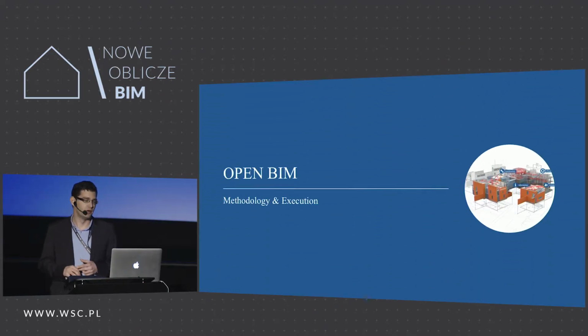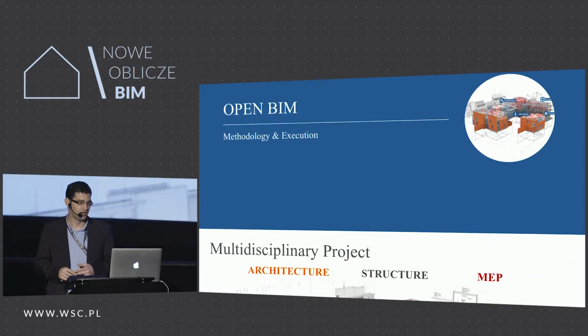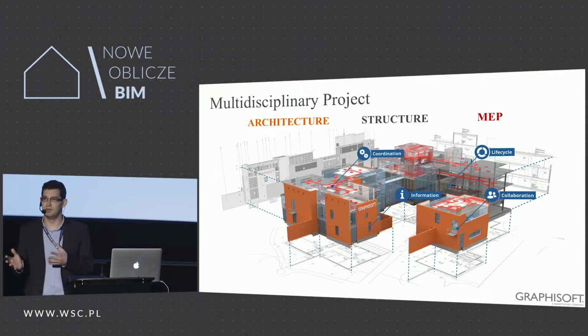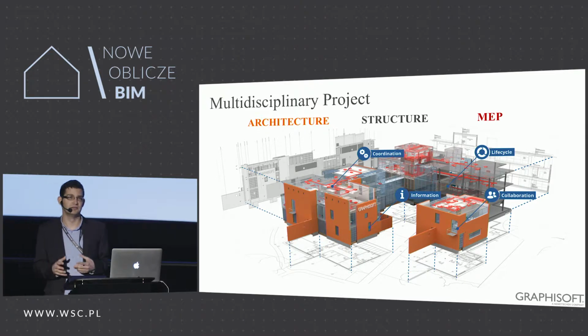But what is this OpenBIM method and how to work in this environment? Of course, it starts with models that all the stakeholders involved in the design, the architect and the engineers, have to build their own models. So there will be an architectural model, a structural model, and the MEP model. And during the design process, these models will be coordinated and combined.